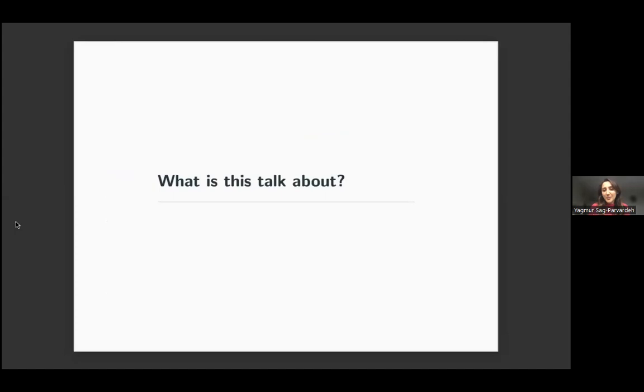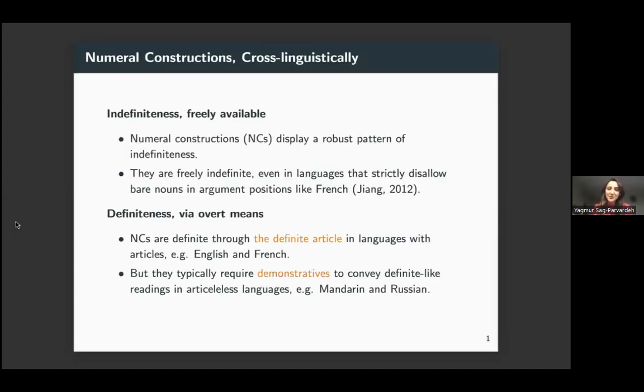So what am I going to talk about today? I came here to show you something general about numeral constructions: the fact that they display a robust pattern of indefiniteness. So what do I mean by that? They are freely indefinite without requiring any overt article accompanying them. This is even the case in languages that strictly disallow bare nouns in argument positions, like French, those that always require an article for nouns to function as an argument. But numeral constructions, despite being freely indefinite, always require some overt marking to convey a definite interpretation.